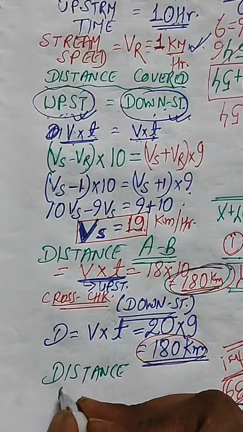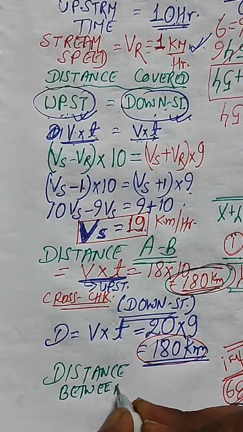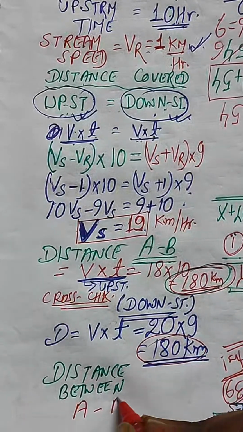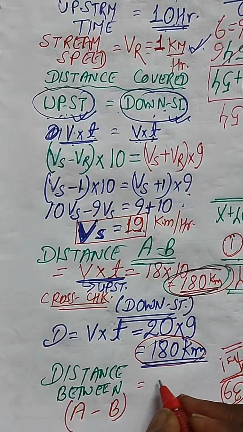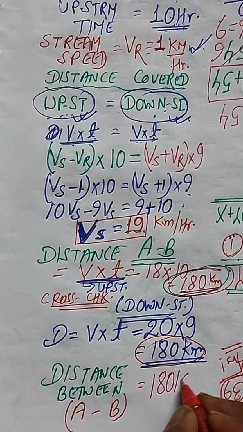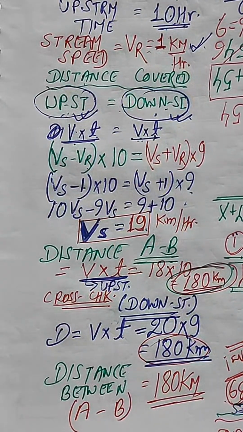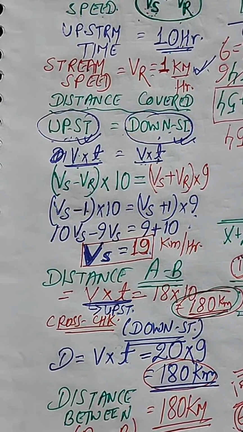Distance between the ports. That means the distance between A and B. These are the two ports which we have considered, and that is coming as 180 kilometer. And this is our answer, right? So during the upstream and downstream both ways we have calculated it, right?